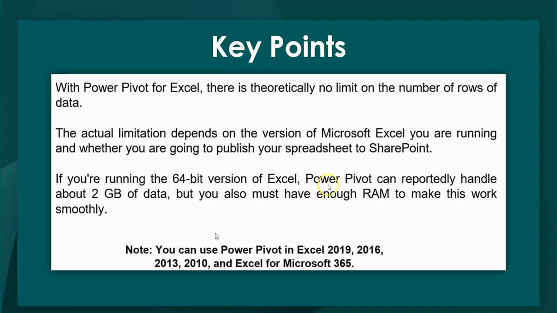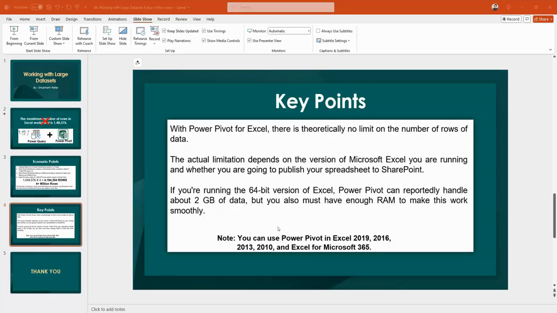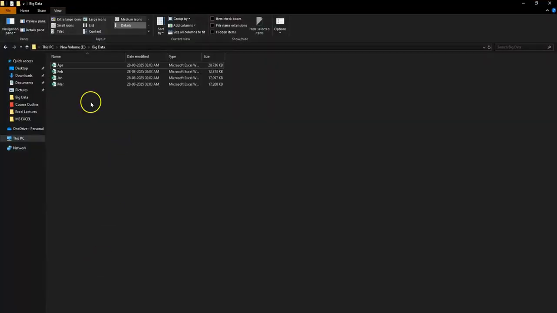So as you can see here, I have made a folder in my local hard drive, that is E drive. That is the folder name. And we have 4 Excel files, 4 Excel workbooks, right? And you can see the size of each of the Excel workbooks. Each Excel workbook contains one sheet having more than 1 million rows.